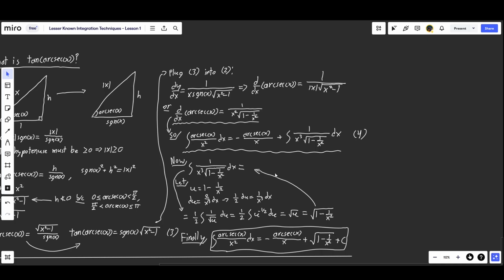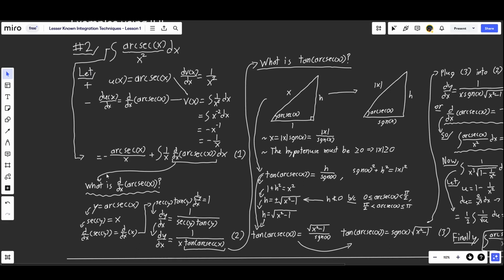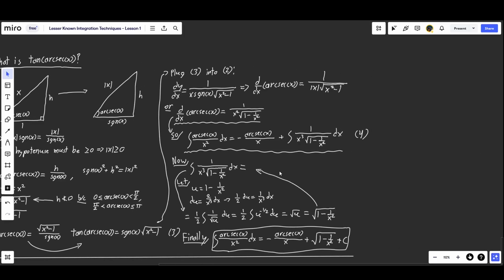Plugging this into our integration by parts result here, we'll receive that the indefinite integral of arcsecant of x over x squared with respect to x is equal to negative arcsecant of x over x plus the indefinite integral of 1 over x to the third times the square root of 1 minus 1 over x squared with respect to x. We'll need to evaluate this indefinite integral now.